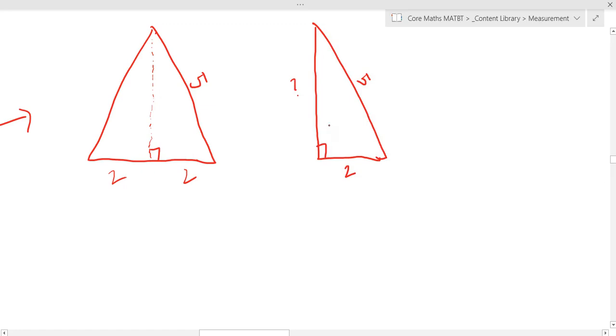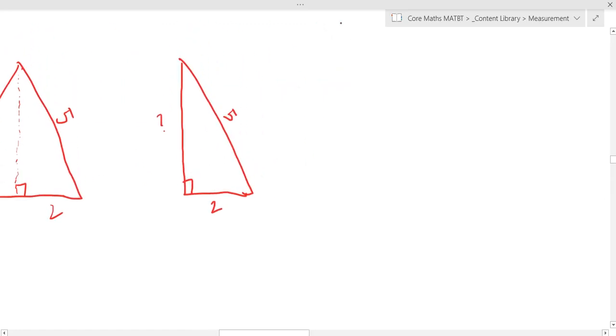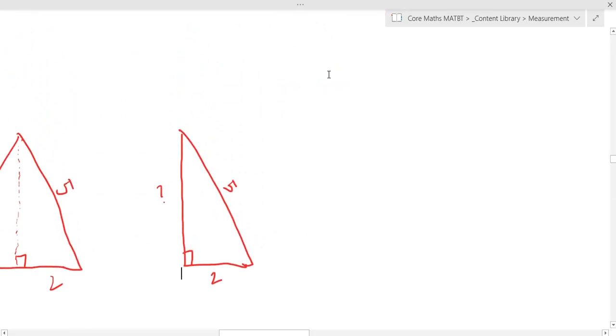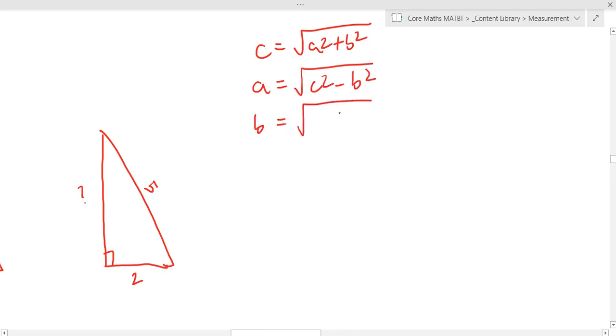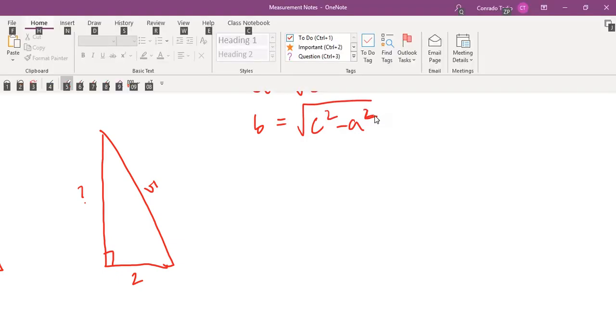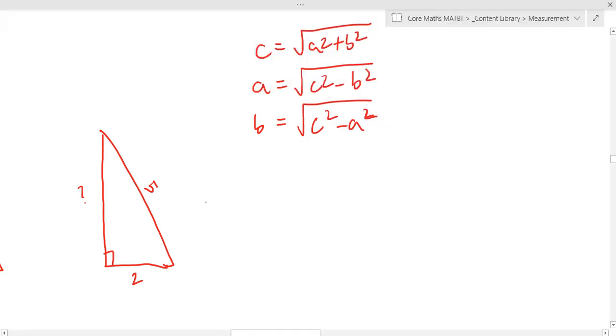What is that length? Anyone remember the Pythagoras rules? You've got three versions of it, yeah? If you're looking for C, it's going to be a squared plus b squared. If you're looking for A, it's c squared take away b squared. If you're looking for B, it's c squared take away a squared. And remember, with any Pythagoras triangle, the longest side is always C, and then these guys can be A and B.